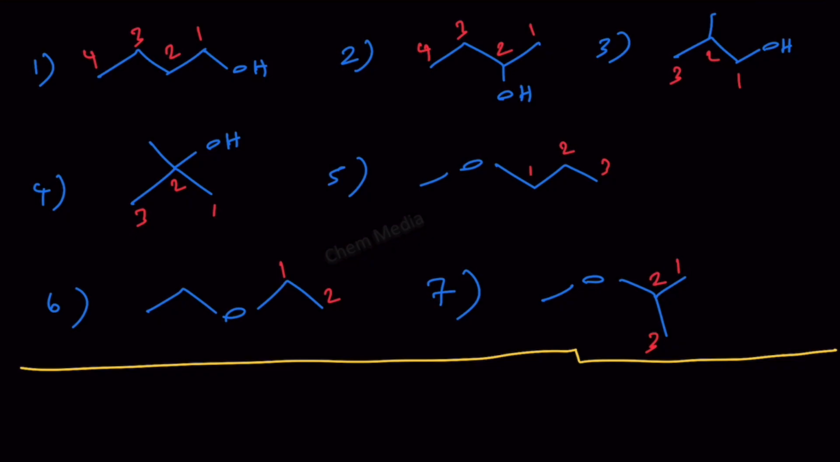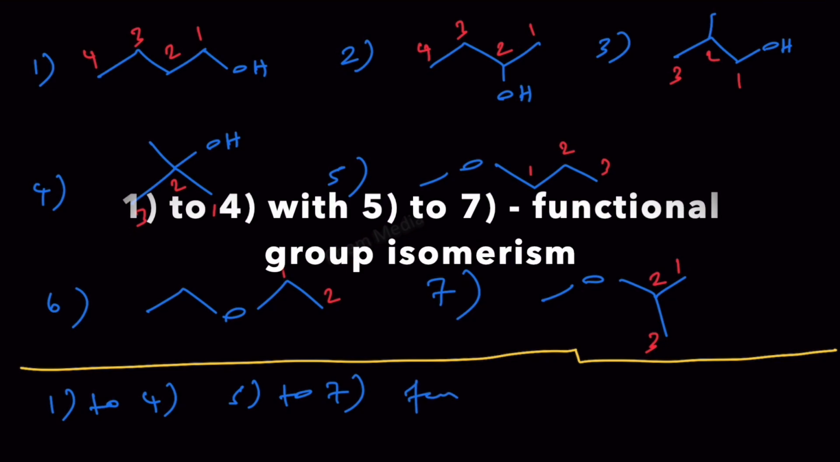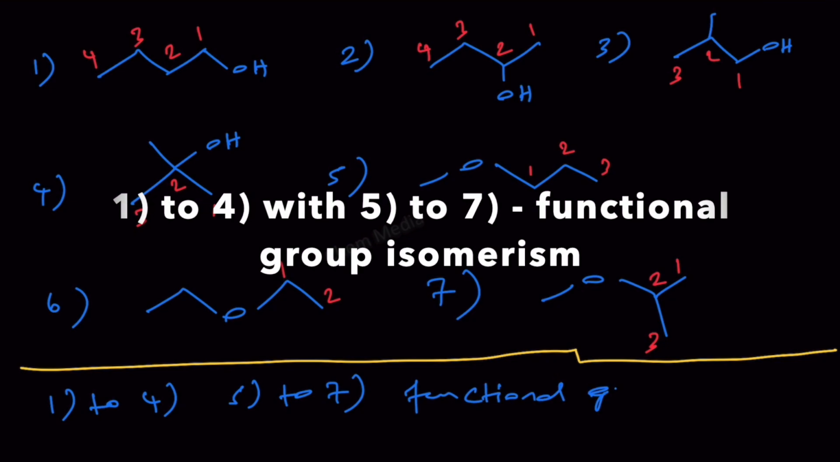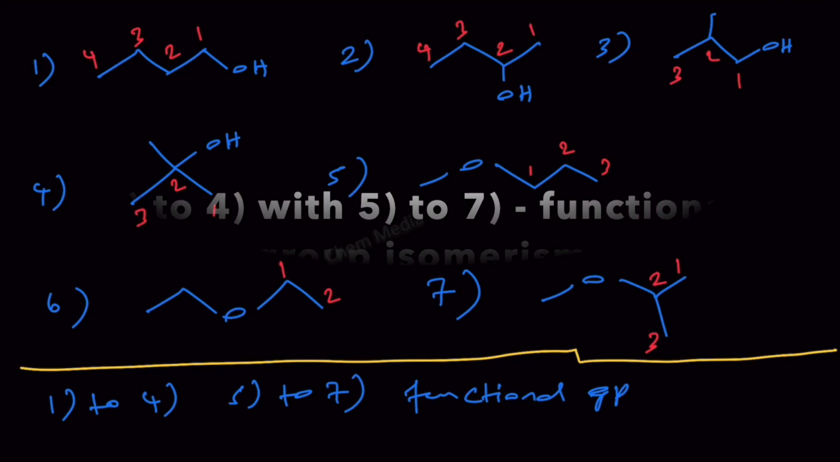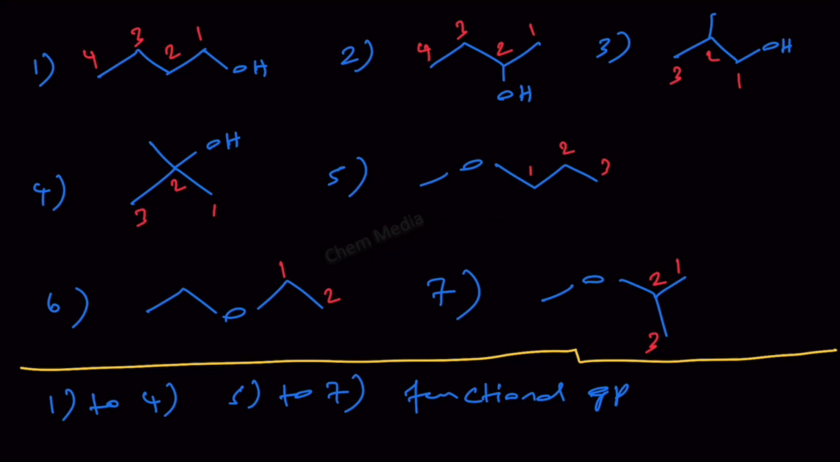But before I begin, let me just say that molecule 2 has a chiral carbon, but we are not talking about stereoisomers here, and therefore let us not worry about stereoisomerism for the time being. Now, any comparison of 1 to 4 with 5 to 7 would become functional group isomerism, isn't it? Because in 1 to 4 we have alcohol as the functional group, whereas 5, 6, 7 have an ether functional group. So any comparison of 1 to 4 with 5, 6 and 7 would be a functional group isomerism.